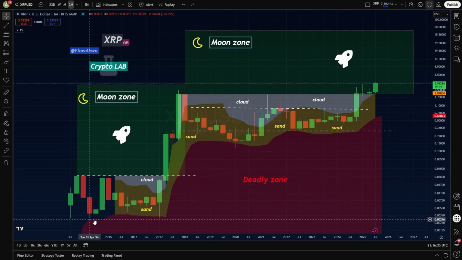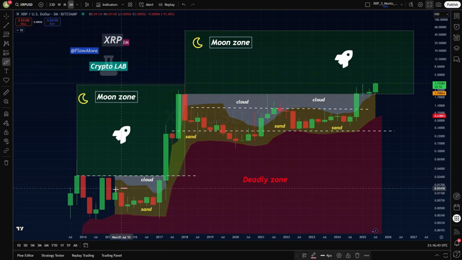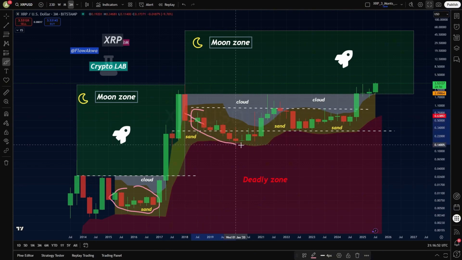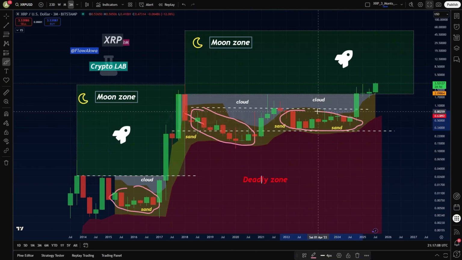So for example, here we went up, it was a very strong move, and we went down into the sand zone, right? Just right here, before going to the cloud again. Here it was the same, we have our bull run, and we came back down into the sand before going up again into the cloud. We have a strong move, it was again a small bull run just during this phase, but after this we crossed it again and we were in the sand zone for multiple months.